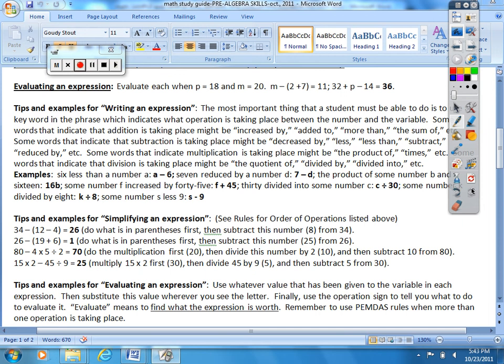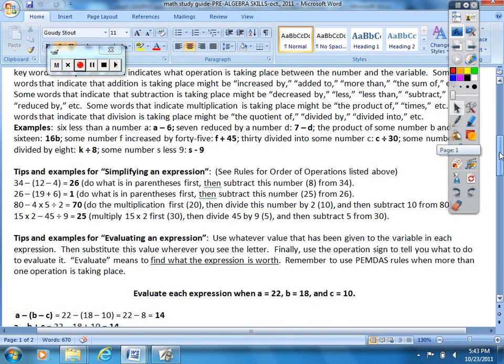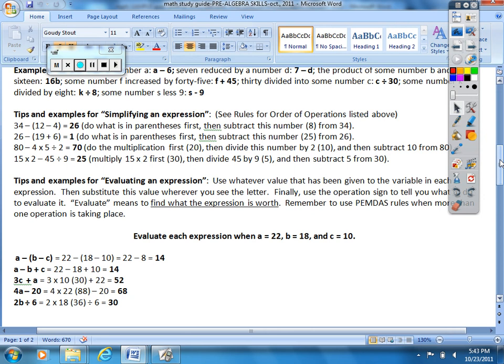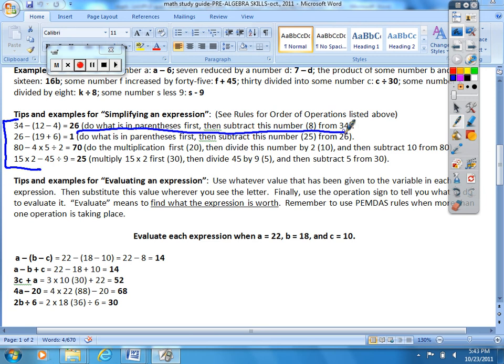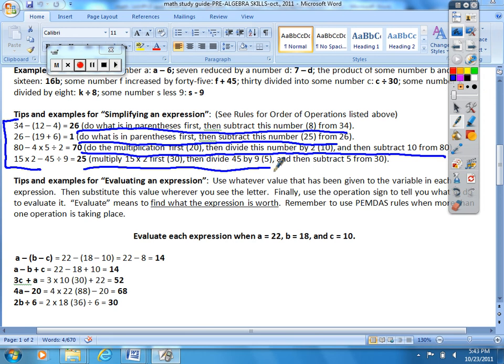All right, next section. I've talked about order of operations, making sure you do everything in correct order. I won't be doing any of these here. I just want to point out that this section does go through in detail what order should be done first. Do what's in parentheses first, then subtract. Do the multiplication first, then divide this number, then subtract. Multiply, divide, subtract.